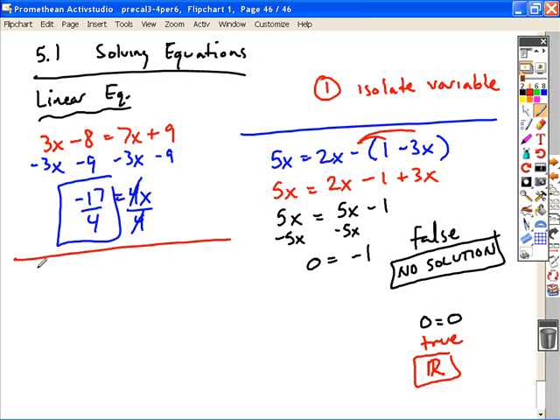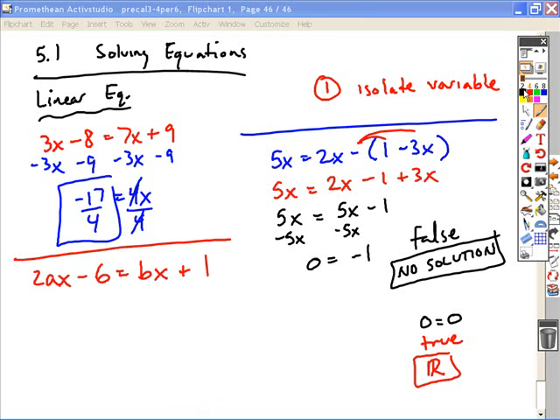Okay, I want you to try this one. This would probably be kind of the upper limit of complexity for a linear equation. And so this is 2ax minus 6 equals bx plus 1. This is sample problem 1 on page 38. Right, if you're working to isolate the variable, again, you follow all the same steps. Put all the terms with your variable on one side. It doesn't matter which side.